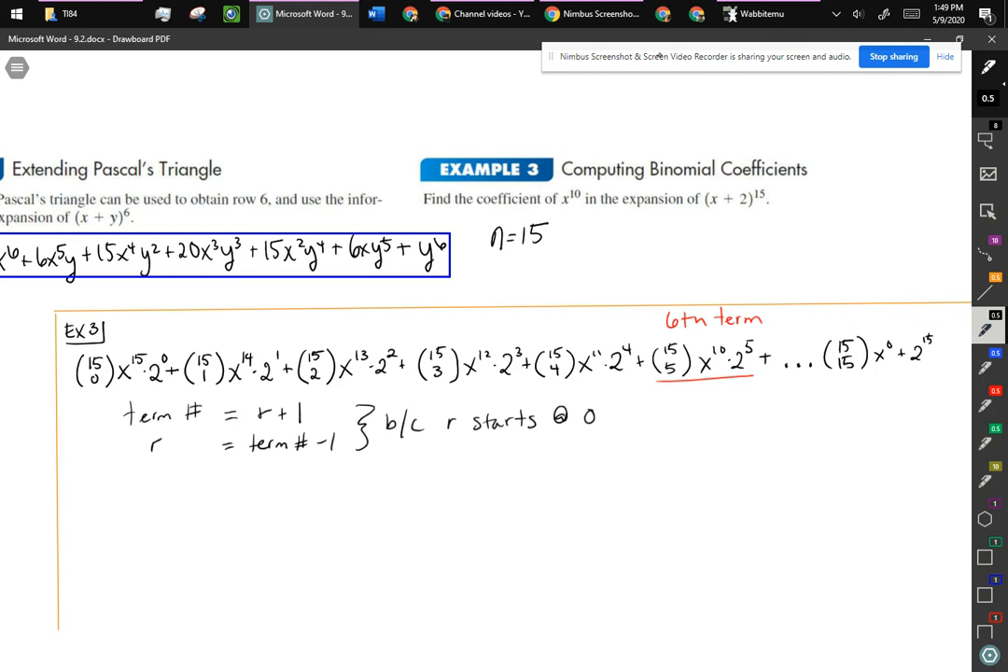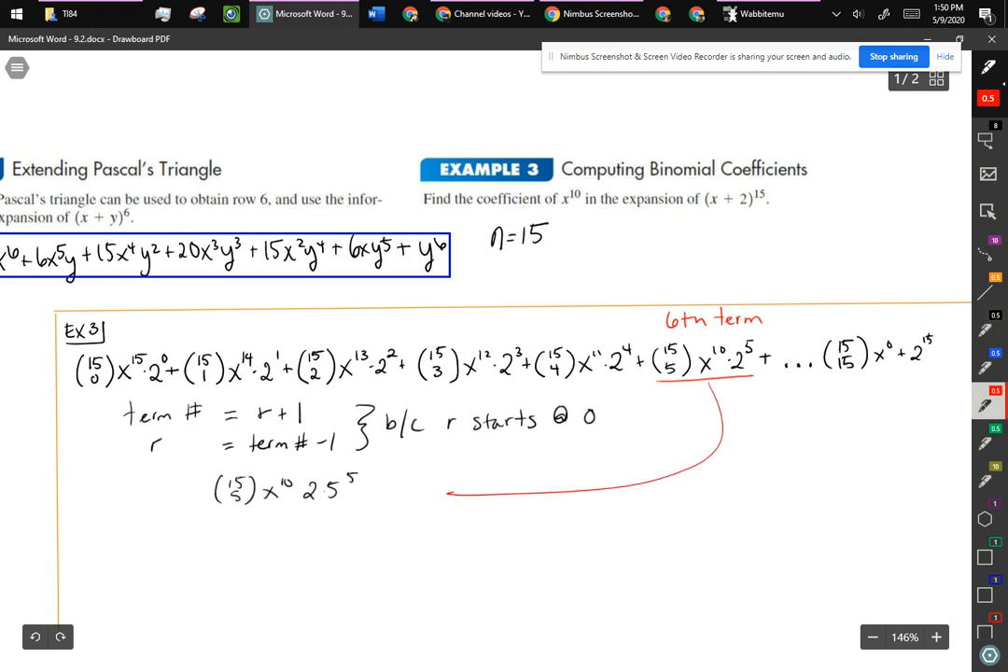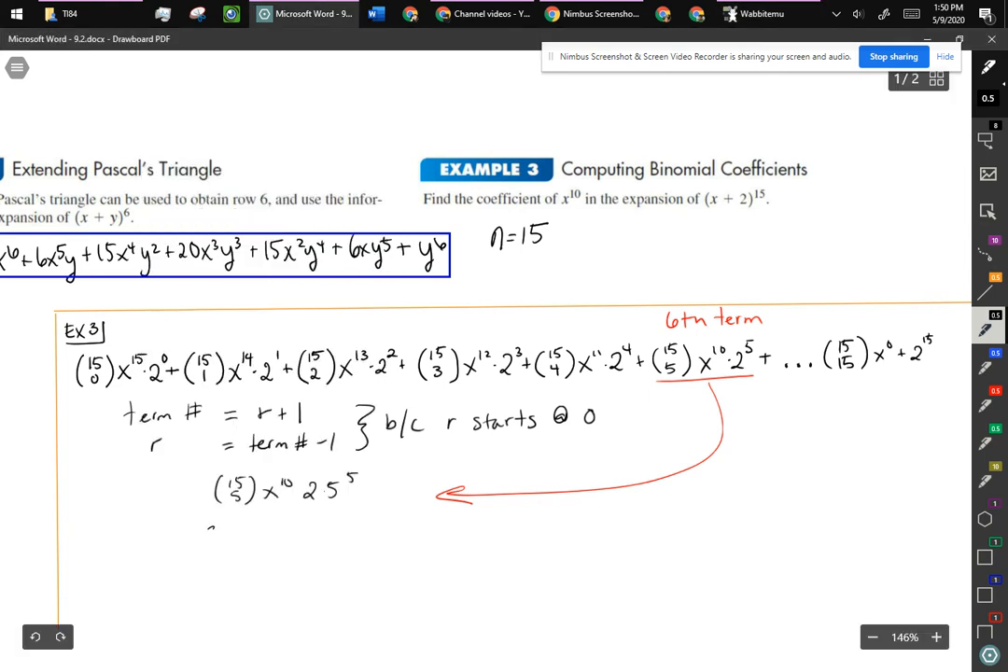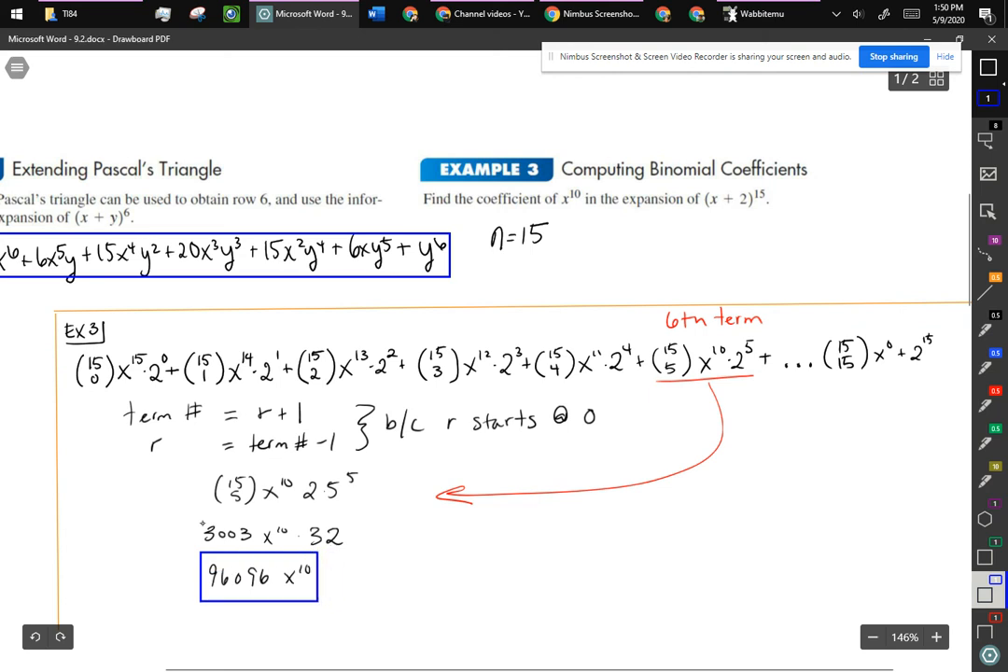Anyway, let's simplify 15 choose 5, x to the 10th, 2 to the 5th. And this you just throw into your calculator. I've done this before. So if you do 15 choose 5, you'll get 3003. x to the 10th. 2 to the 5th is 32. And at the end of the day, you just multiply it out. You get 96096 x to the 10th. And that's your coefficient right there, times x to the 10th. So 96,096 is your answer.